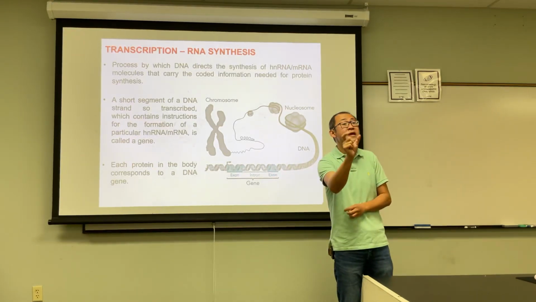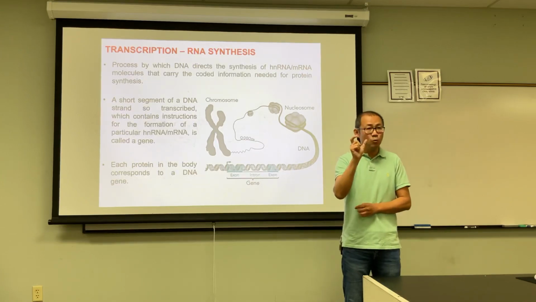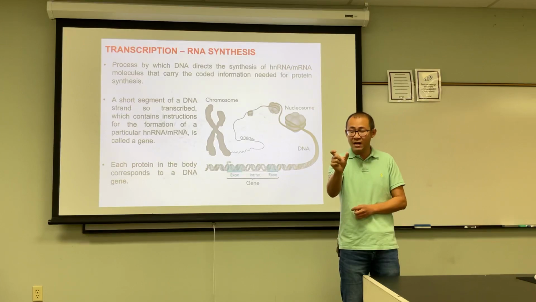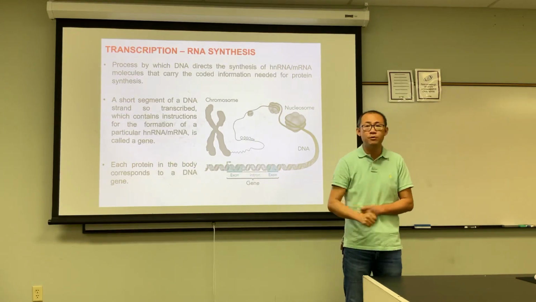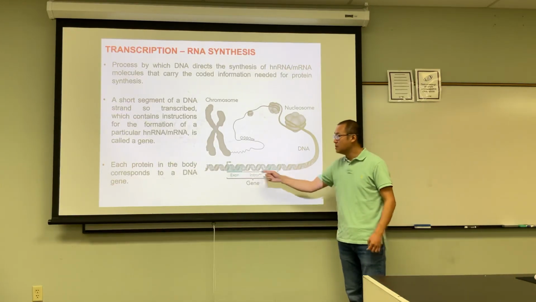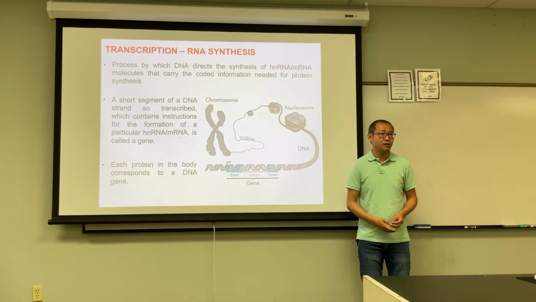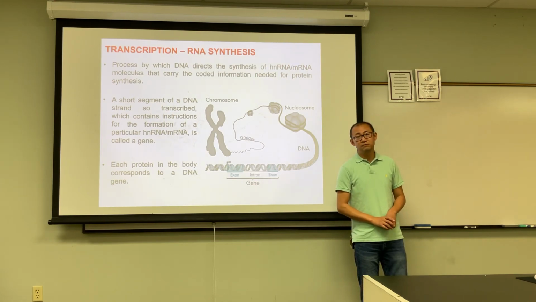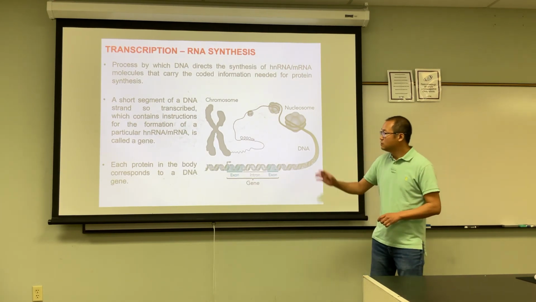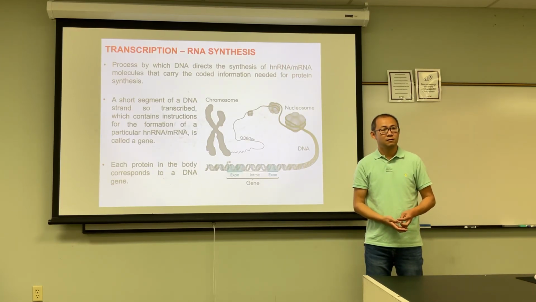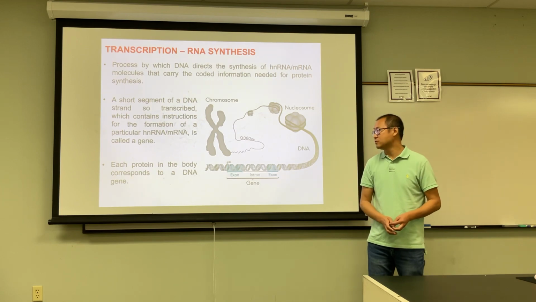You only transcribe a piece of DNA that will be responsible for what? One protein. That piece of DNA has the information for one protein. And that piece is called a gene. You guys have heard this name a lot, a gene, G-E-N-E. A gene is a piece of DNA that has the information for one protein. It contains the information for a protein.